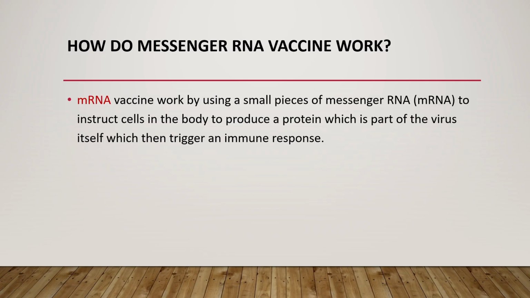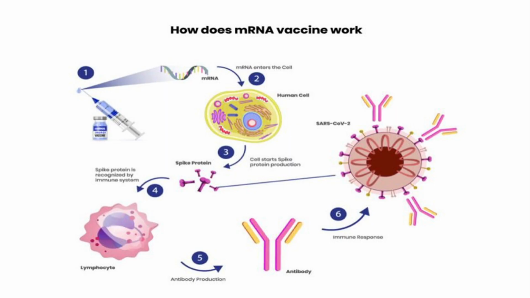How do messenger RNA vaccines work? Messenger RNA vaccines work by using a small piece of messenger RNA to instruct the body to produce a protein which is part of the virus itself, which then triggers an immune response. Let's see this picture, which can help us understand more about how messenger RNA vaccines work. So consider this is a vaccine which contains messenger RNA.